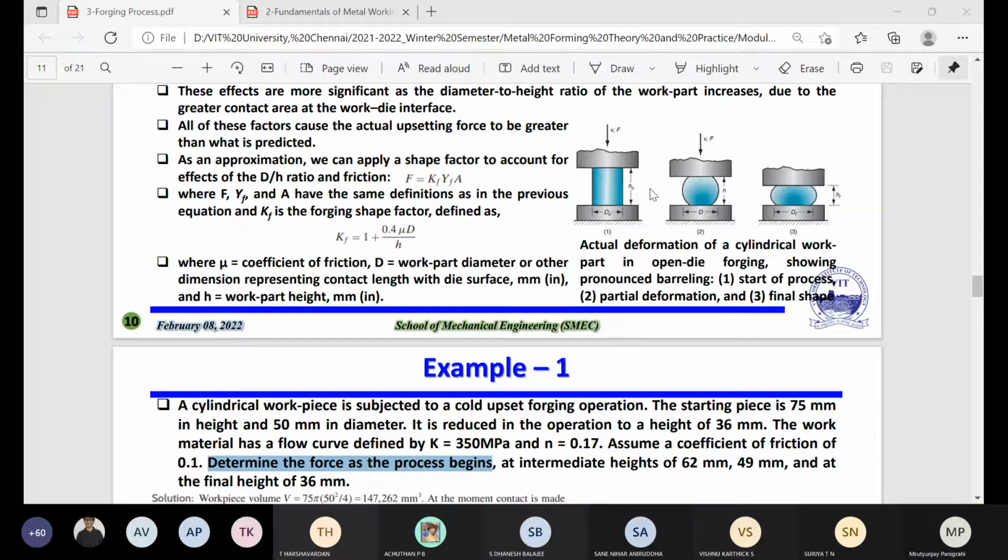Are you getting? Yes, sir. 121.68. What is the unit? Your unit also you have to tell. This is flow stress, YF. So what should be the unit? 350 is given in megapascal, so the unit will be megapascal, right? Yes, sir.